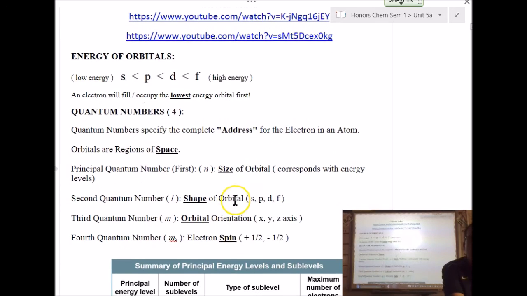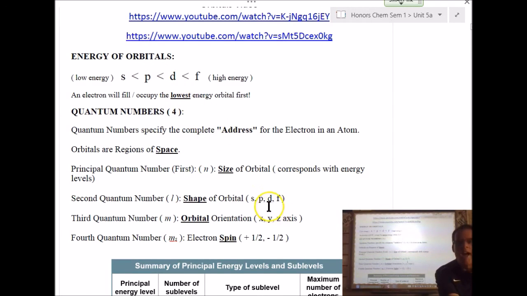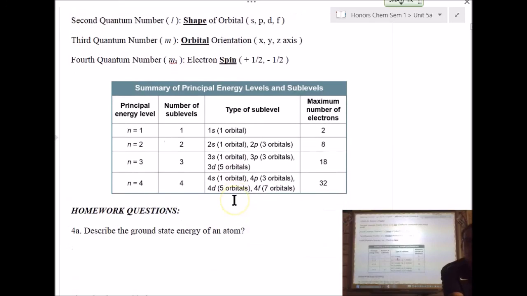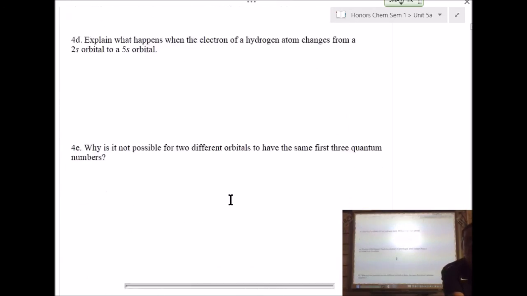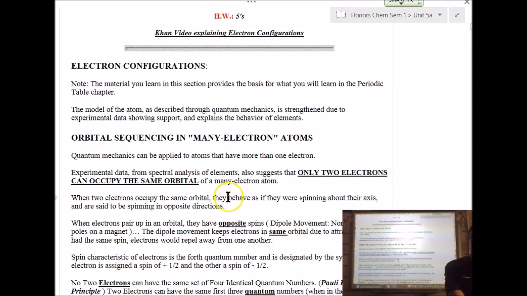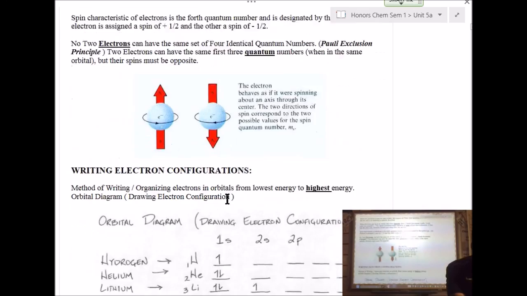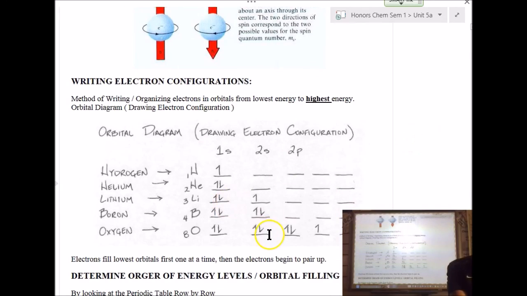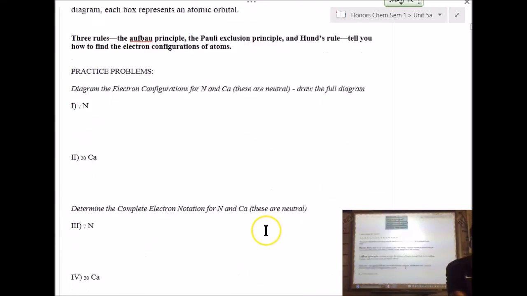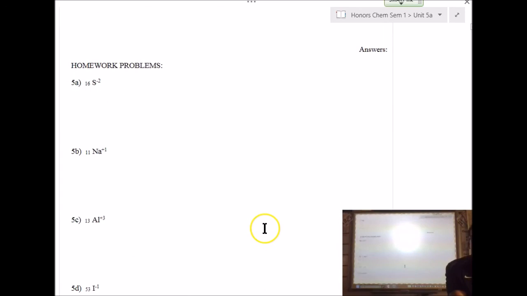All right. Make sure that you know s through f. Also, the quantum numbers, you'll need to know what the letters represent. Of course, electron configs. And don't forget about electron configurations for ions.